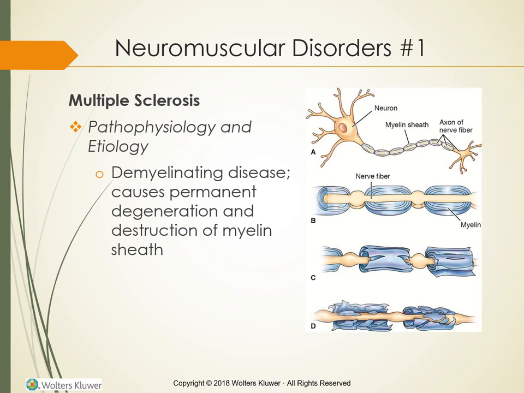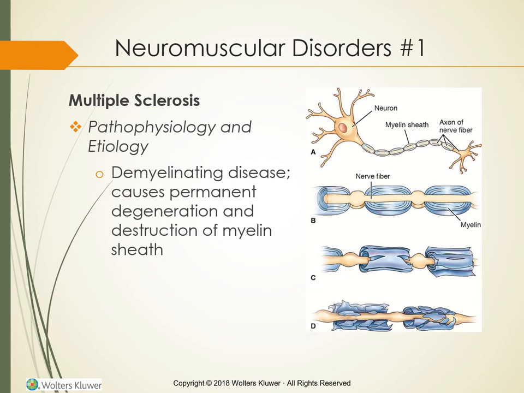MS is characterized as a demyelinating disease because it causes permanent degeneration and destruction of myelin. Myelin acts as an insulator, enabling nerve impulses to pass along a nerve fiber. Loss of myelin and subsequent degeneration and atrophy of nerve axons interrupt transmission of impulses along these fibers.